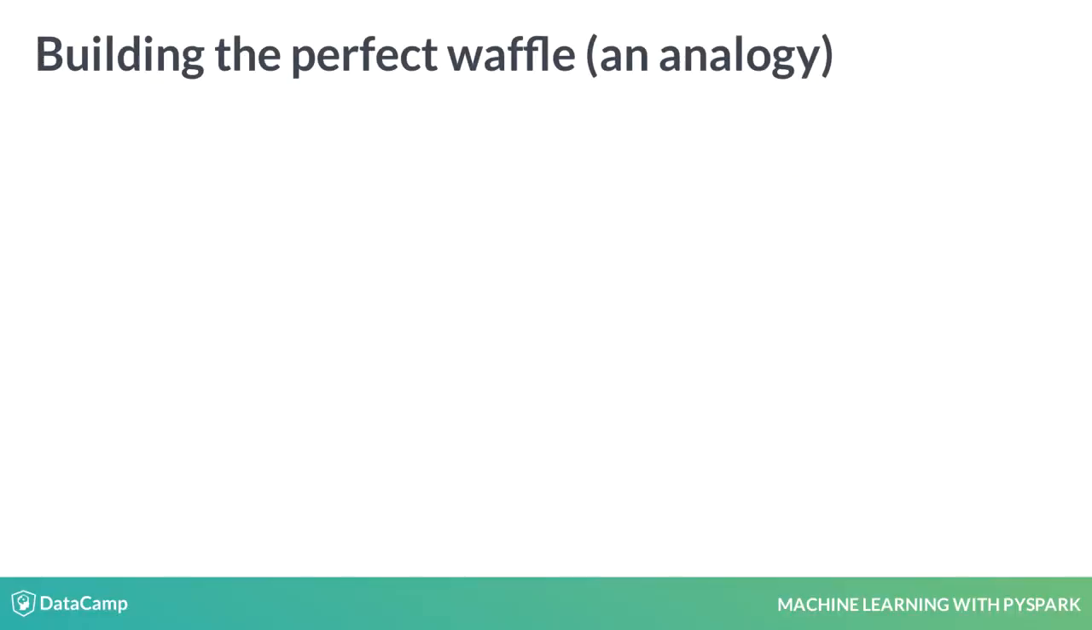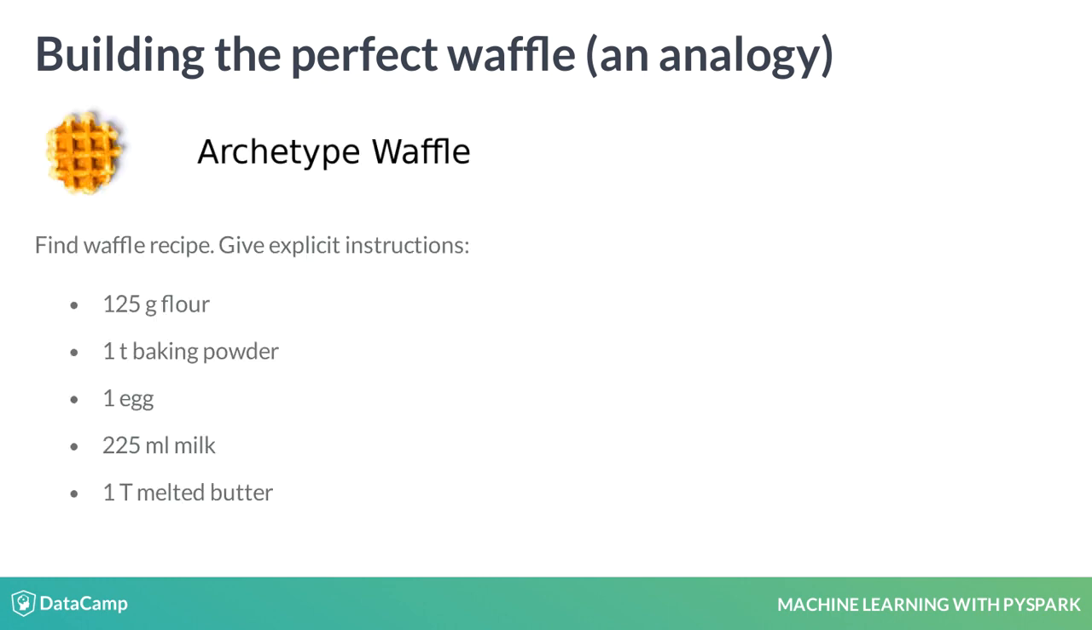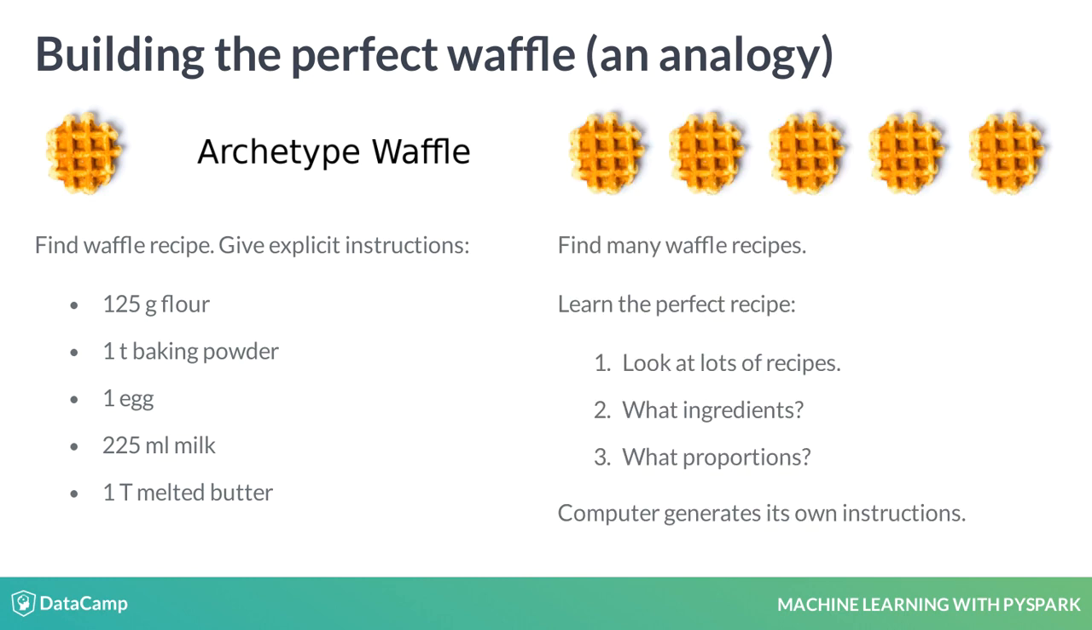Suppose you wanted to teach a computer how to make waffles. You could find a good recipe and then give the computer explicit instructions about ingredients and proportions. Alternatively, you could present the computer with a selection of different waffle recipes and let it figure out the ingredients and proportions for the best recipe. The second approach is how machine learning works. The computer literally learns from examples.